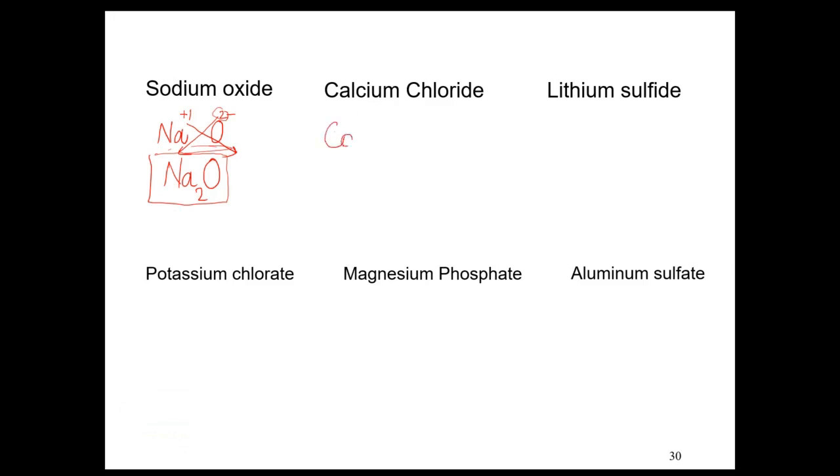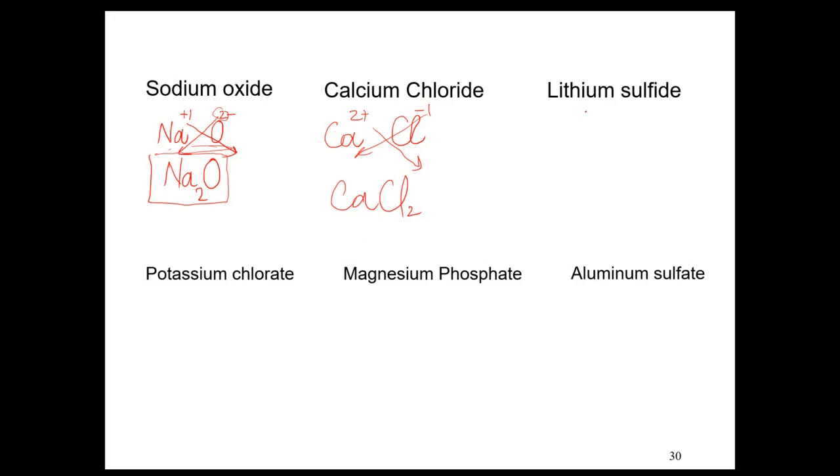Calcium, Ca. What is the charge? +2. Chlorine, group number 7, -1. So 1 comes here, 2 comes here. CaCl2. We shall not write 1. So Ca1Cl2, but we will not write 1. So it is CaCl2. Don't write this plus and minus down, boys.